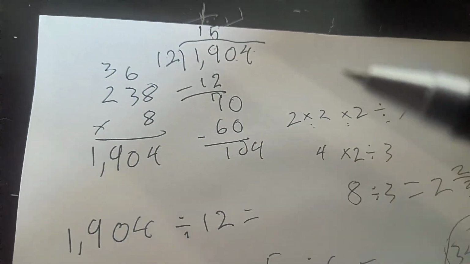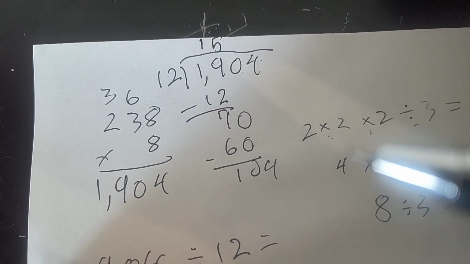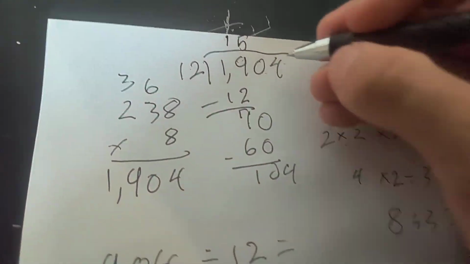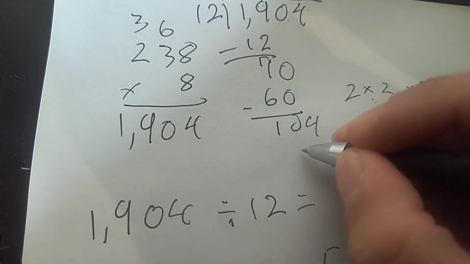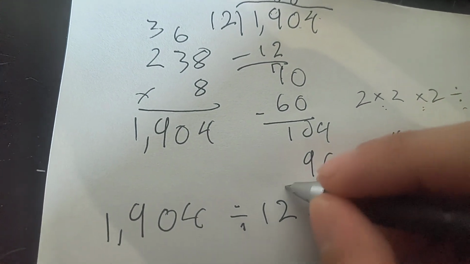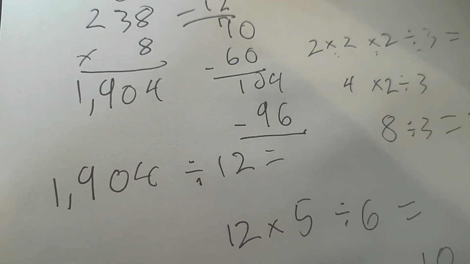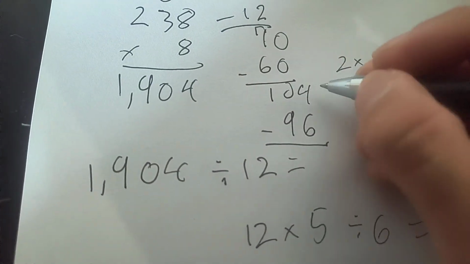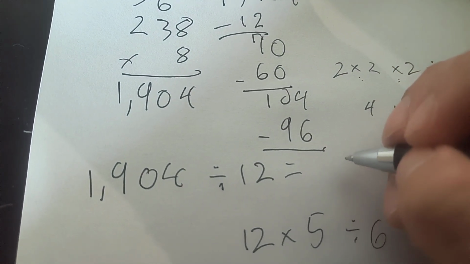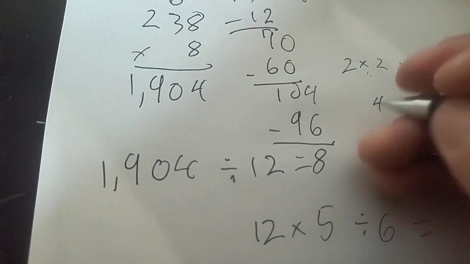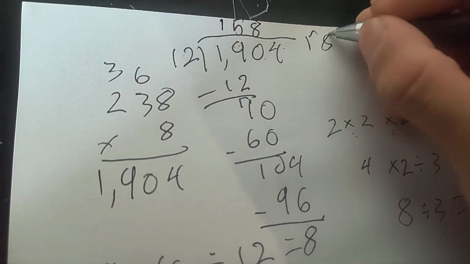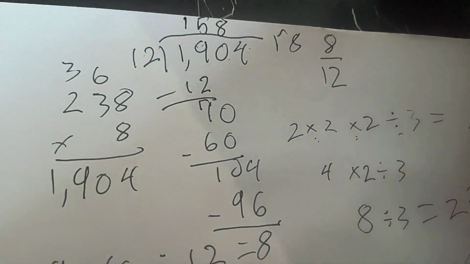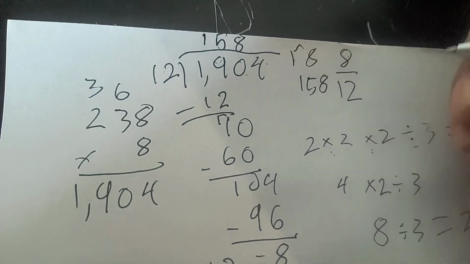12 can go into 104 8 times, which is 96. 104 minus 96 is 8. So with a remainder of 8, which would just be 8 over 12. So it would be 158 and 8 over 12.